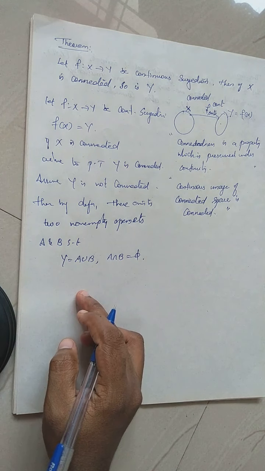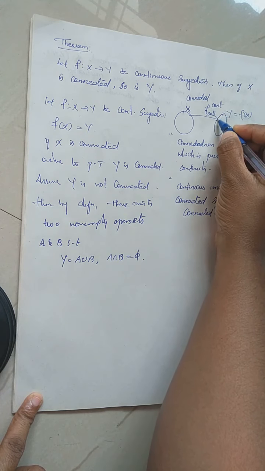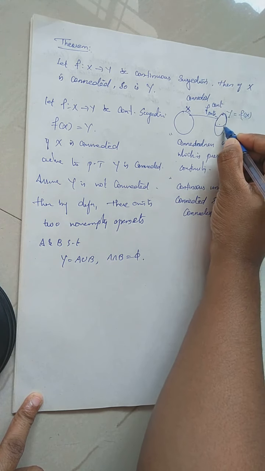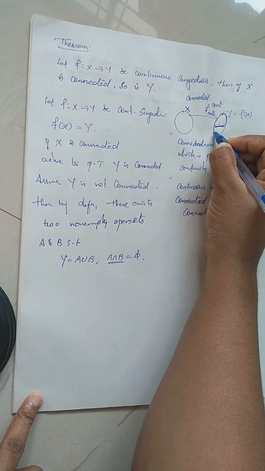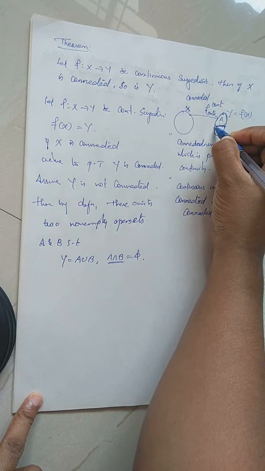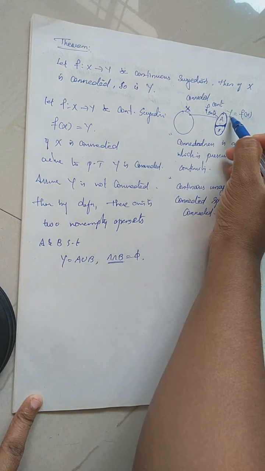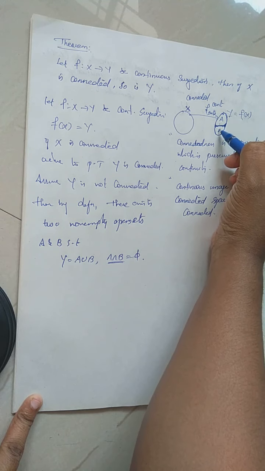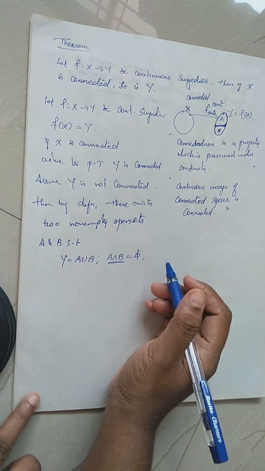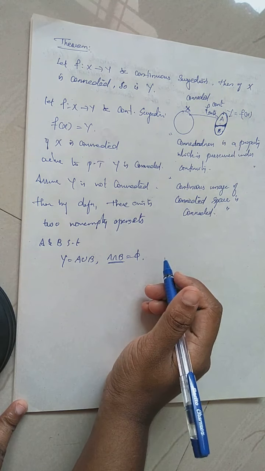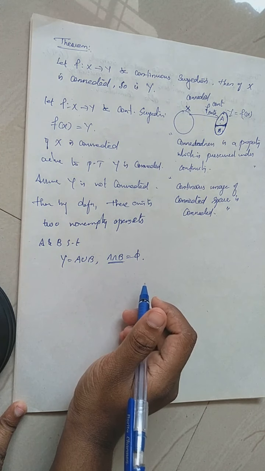Now, Y equal to A union B means, suppose this is our Y, then Y is nothing but A union B, and you can see that A and B are disjoint also. So they have no common elements. Suppose this is A and this is B. So we assume that Y is not connected. Therefore, Y can be split into two sets A and B, which are non-empty and open. By the equivalent conditions of connectedness, I can take such open sets.